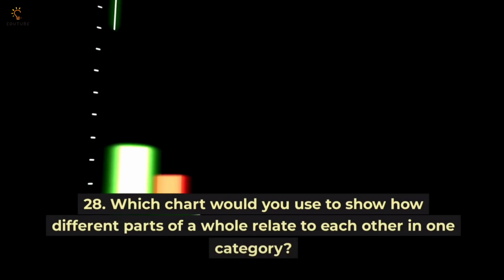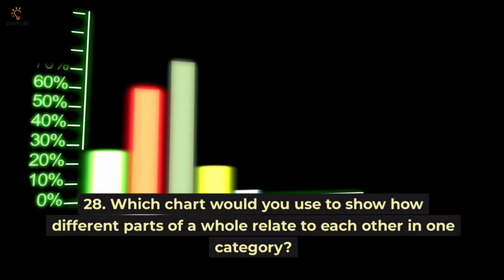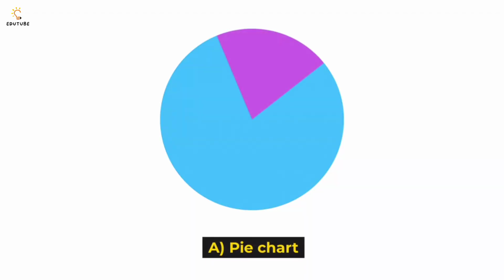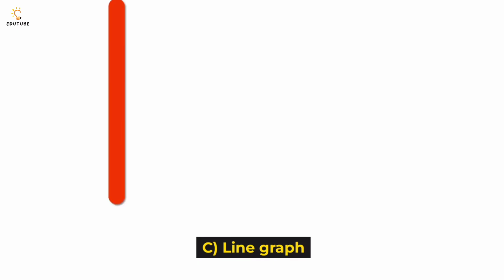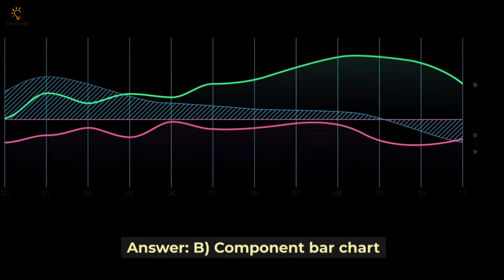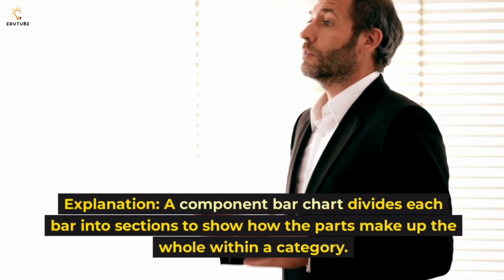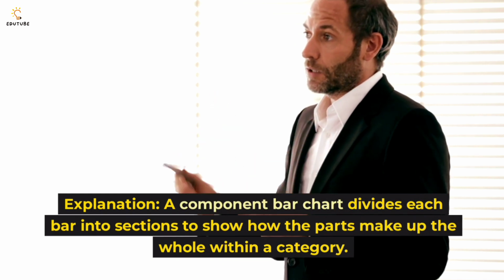28. Which chart would you use to show how different parts of a whole relate to each other in one category? A. Pie chart. B. Component bar chart. C. Line graph. D. Multiple bar chart. Answer: B. Component bar chart. Explanation: a component bar chart divides each bar into sections to show how the parts make up the whole within a category.